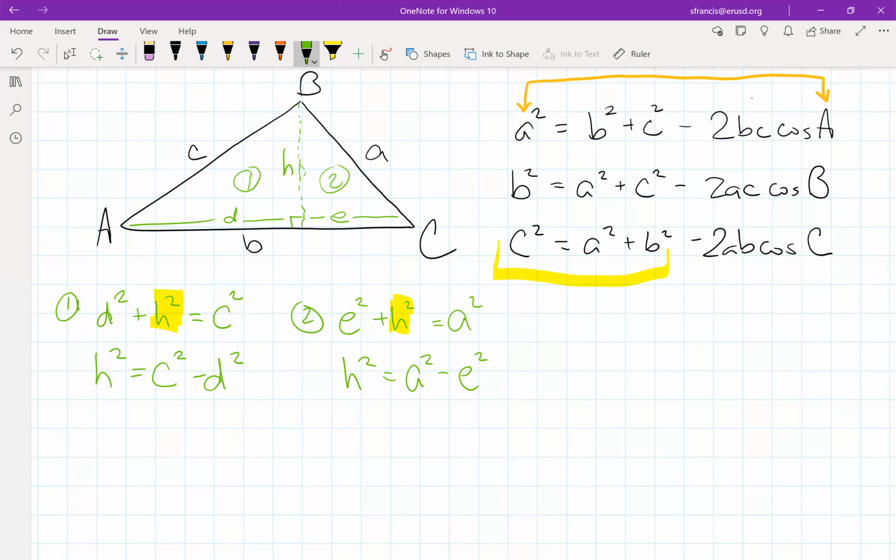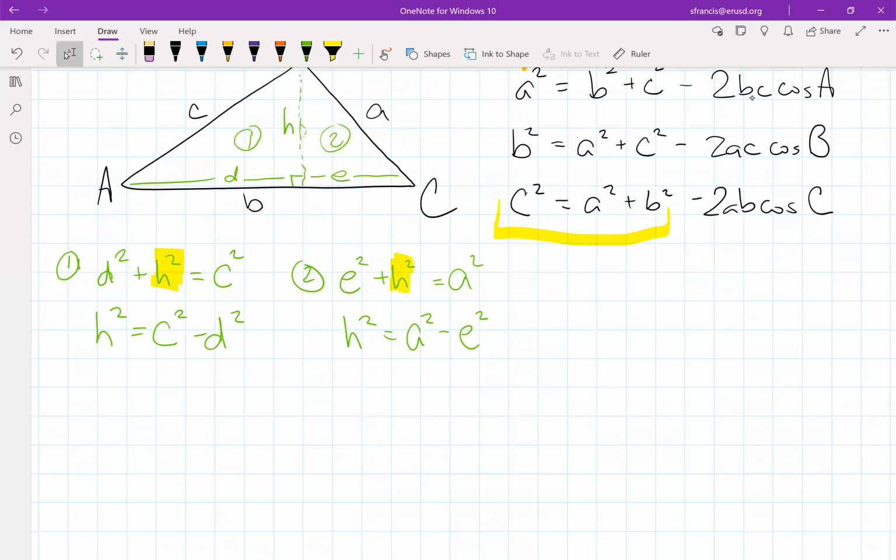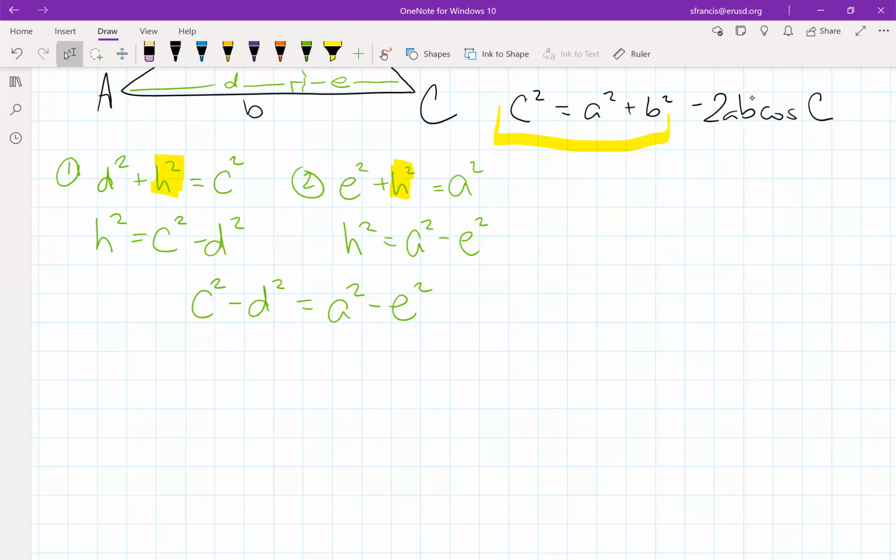Since both h squareds are the same, meaning they're equal to each other, we can set c squared minus d squared equal to a squared minus e squared. Since c squared minus d squared is h squared and a squared minus e squared is also h squared, those two things have to be equal to each other. Now, if we're trying to get the third version of this, let's move this d squared over. So we get c squared equal to a squared plus d squared minus e squared. So I just added d squared to both sides.